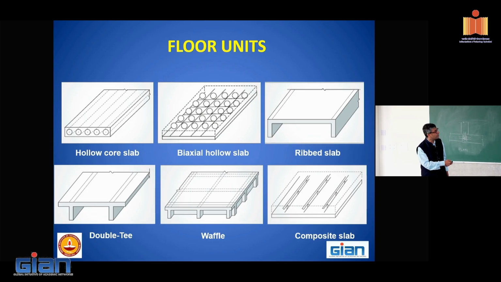This is the ribbed slab which I showed before. A larger version of ribbed slab is the double T girder. Waffle slabs are also possible, precast. And then composite slabs. Composite slabs means you have this, which is called a filigree element.